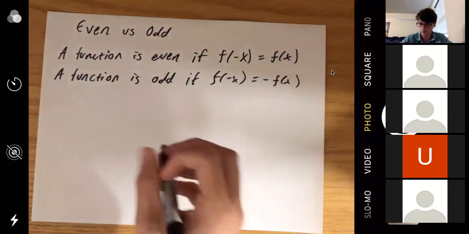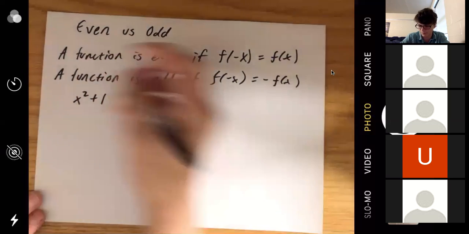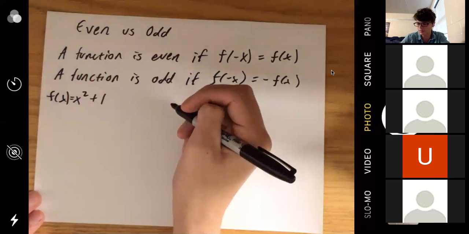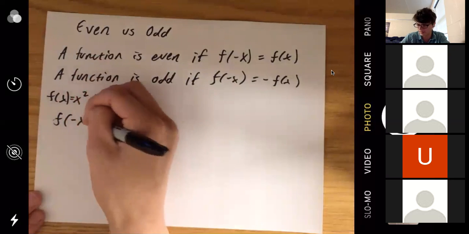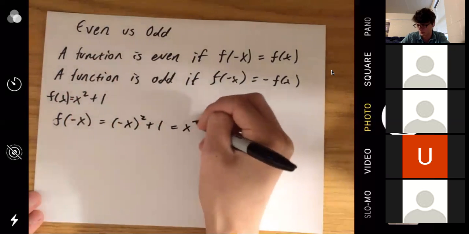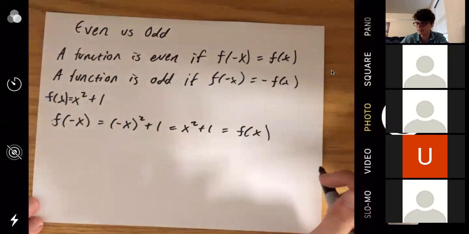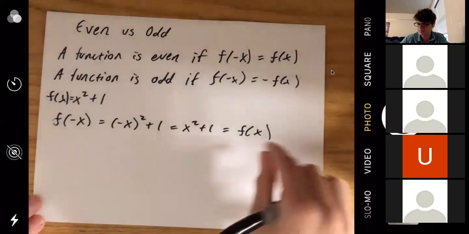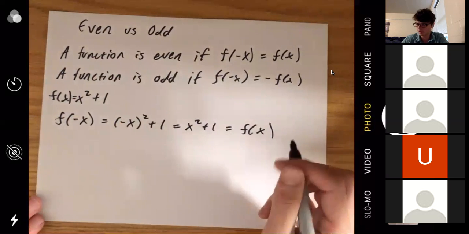So for example, if I take the function f of x equals x squared plus 1, I know that this function is going to be an even function because if I plug in f of minus x, I get minus x quantity squared plus 1, which is equal to x squared plus 1, which is equal to our original function f of x. So I get the same thing out whenever I replace x by minus x. It doesn't affect the function in any way. So we call it an even function.